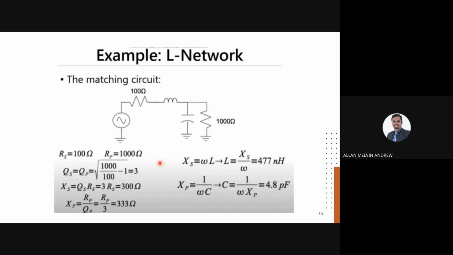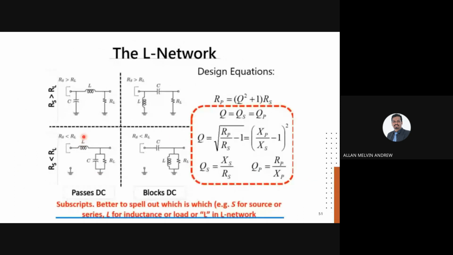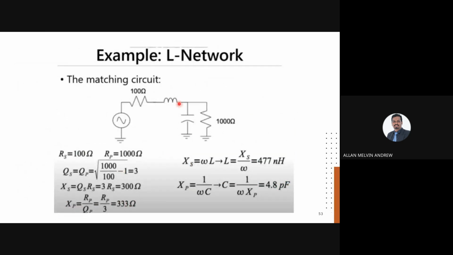Okay, so here you can see the inductor and also the capacitance, and how it is arranged. This is the shunt, like a parallel. So the matching circuit: 100 ohm, you have an inductor, and this is your load. We need to calculate the value of this and this in order to design the impedance matching circuit. Okay, so Rs is 100, Rp is 1000.